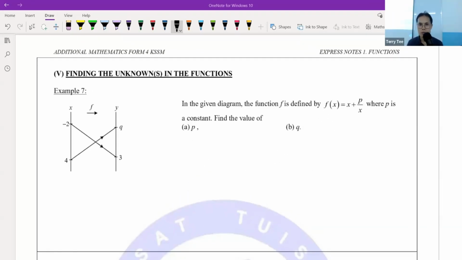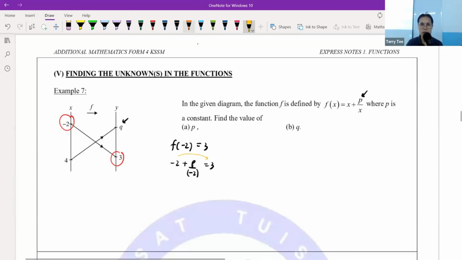So in this case, we want to find the unknown p, all right? And later on q here. So for p, you need to use the set of x and y value given here. So your x value is -2, your y value is 3. We say when x is -2, your y is 3. Let us sub inside -2 plus p/x. Sorry, your x is -2. The result is 3. So bring this over.